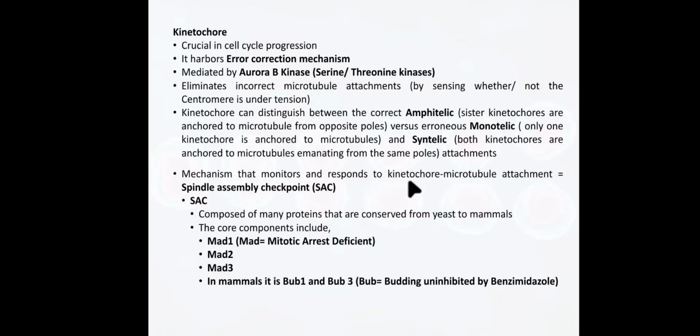The mechanism that monitors and responds to kinetochore microtubule attachment is the SAC, the spindle assembly checkpoint complex. It is composed of many proteins that are conserved from yeast to mammals. The core components include MAD1, MAD2, MAD3, and in mammals BUB1 and BUB3. MAD stands for mitotic arrest deficient. BUB stands for budding uninhibited by benzimidazole.